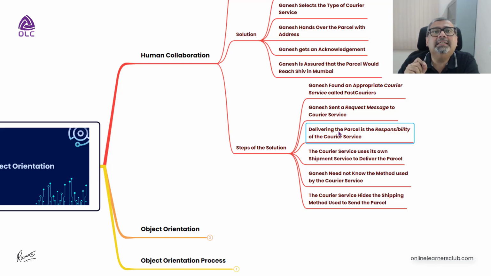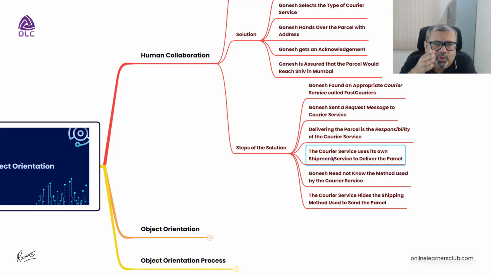So that is represented as responsibility, because if something is lost, you will basically make the courier company accountable. Do you agree? That's a simple example. Then the courier service uses its own shipping service to deliver the parcel. So when we talk about its own, you can again bring in the concept of hiding, right?